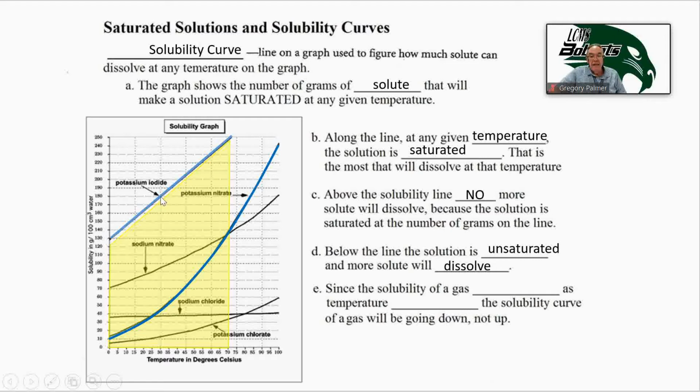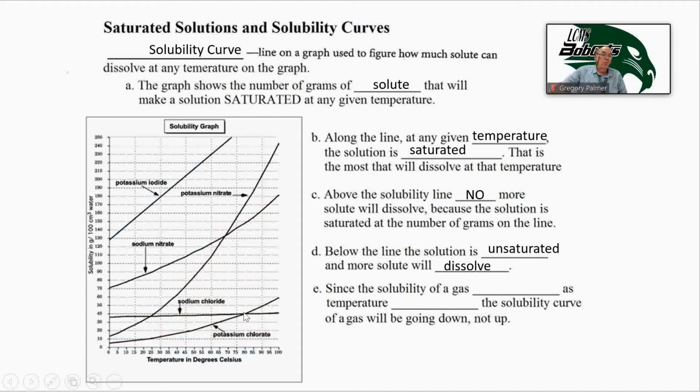So if we had a saturated solution here at 30 degrees, and we raised it up to 70 degrees, it would be unsaturated at 70 degrees. And the same thing goes with this potassium nitrate. Right along the line, at any given temperature, it's saturated. Below this line is, at any given temperature, where it's unsaturated.